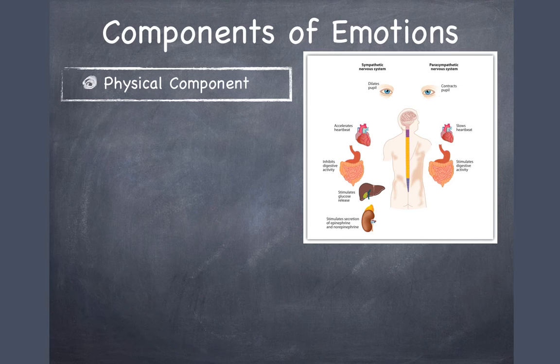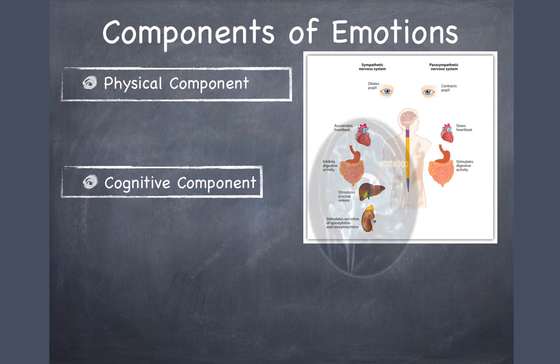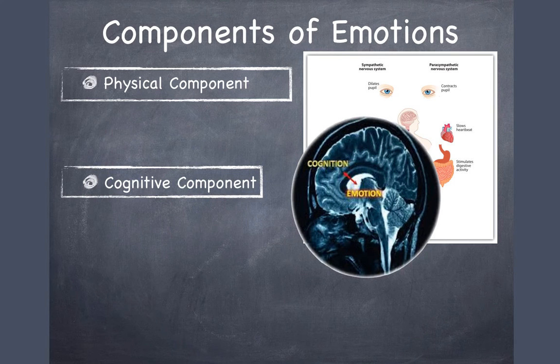The second component is what we would refer to as a cognitive component. This is where we basically interpret the emotion. We have a physiological response. We start to interpret what that means. And so cognitively, or in another way of putting it, thinking, we start to think about, well, what does this mean? Is it that I'm happy? Is it that I'm sad? Is it that I'm surprised? Is it that I'm disgusted? So we start to interpret.